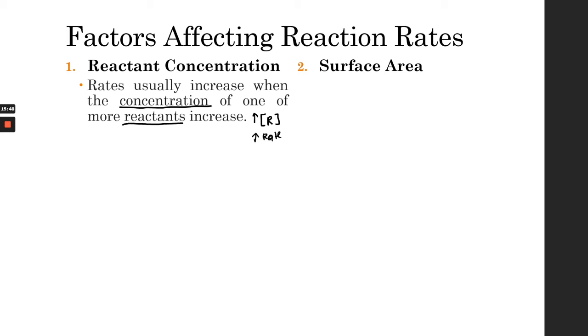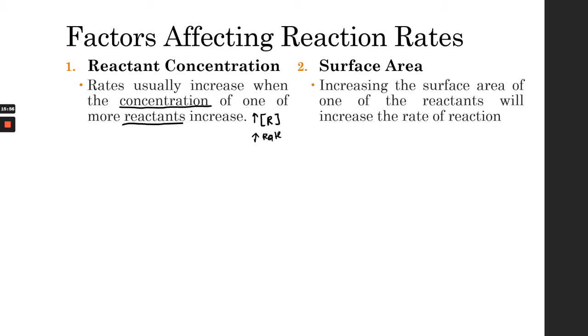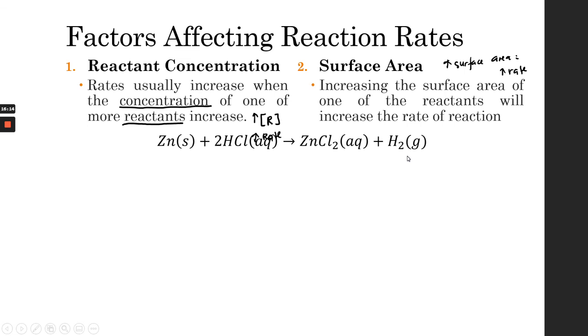Another thing that affects the reaction rate is the surface area. By increasing the surface area of one of the reactants, let's write on top, increased surface area is equal to an increase in the rate of reaction. So let's talk about how that happens.